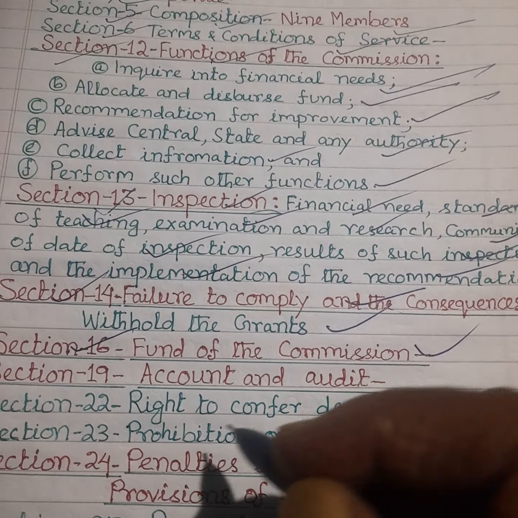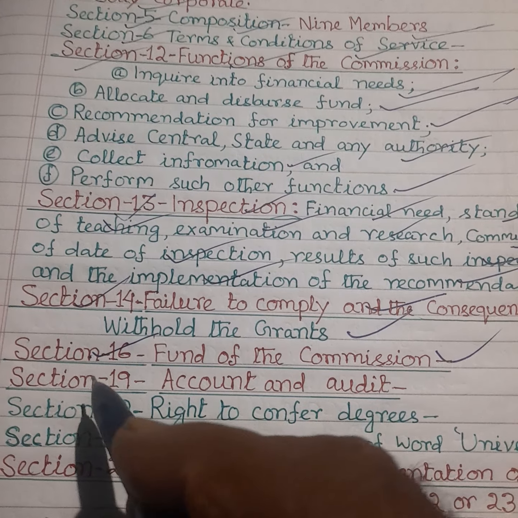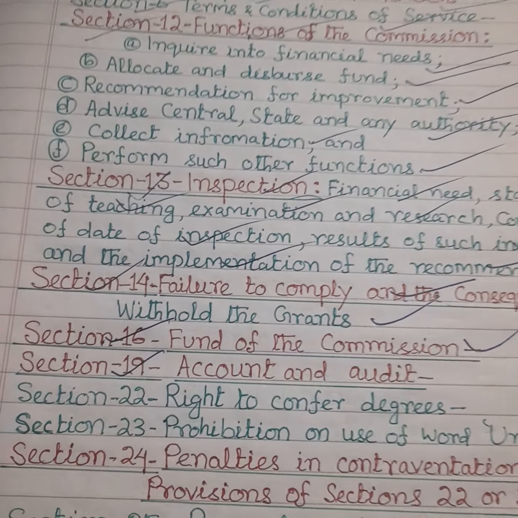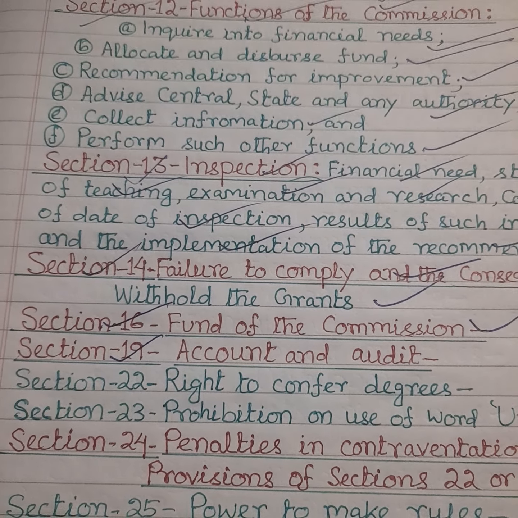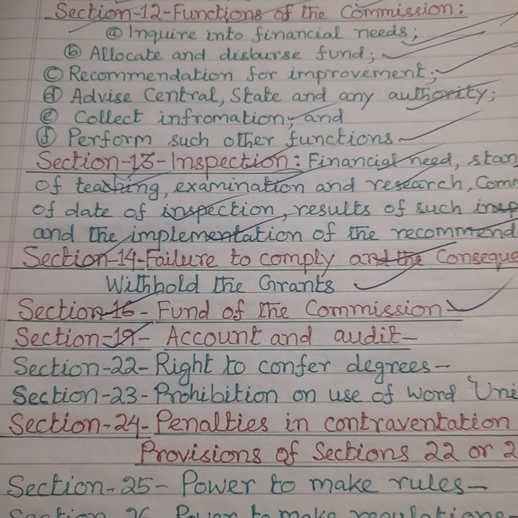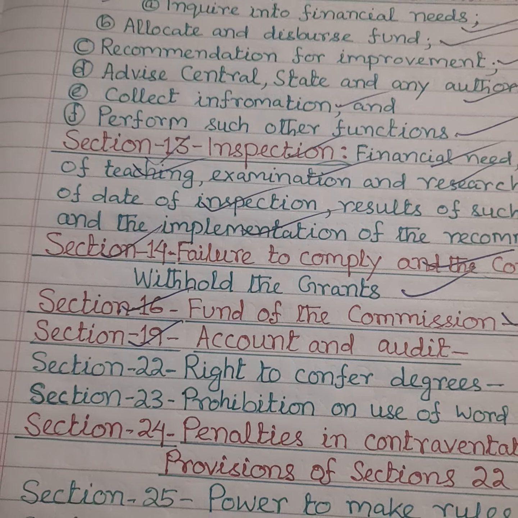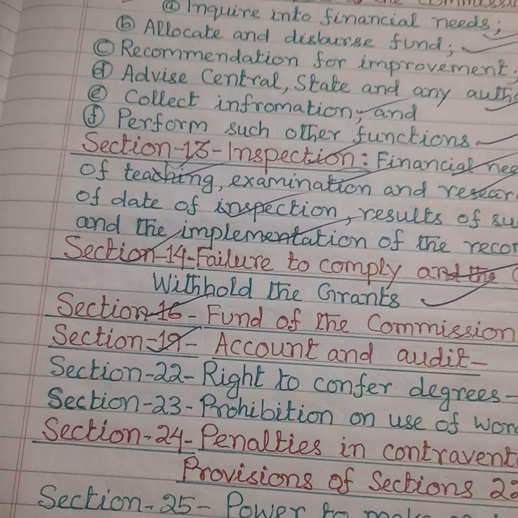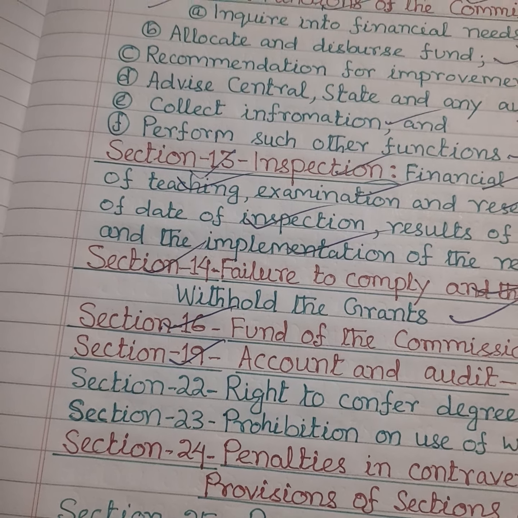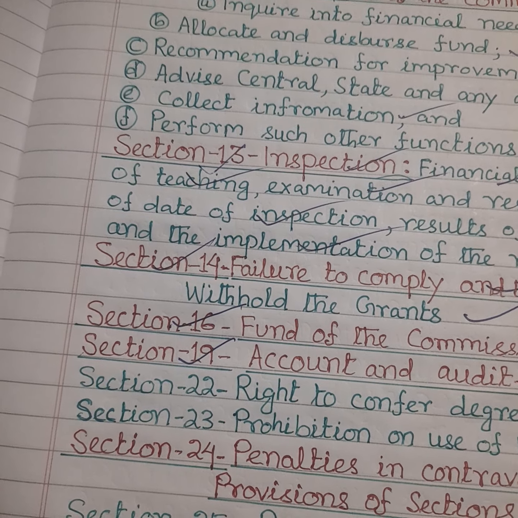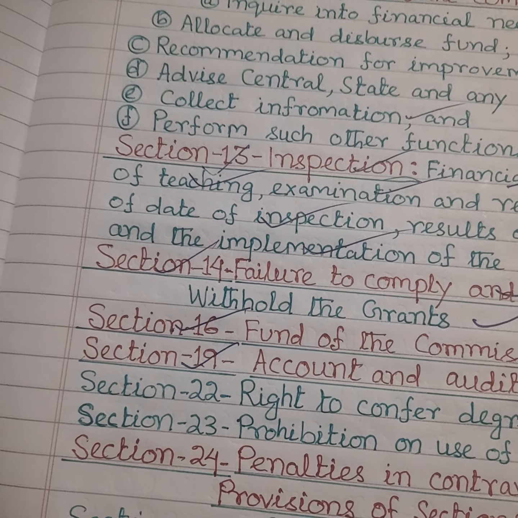Now we discuss the accounts and audit of all the financial activities as provided under Section 19 of the Act. In particular, Section 19 of the University Grants Commission Act 1956 provides that the Commission shall cause to be maintained such books of account and other books in relation to its accounts in such form and in such manner as may, in consultation with the Comptroller and Auditor General of India, be prescribed.